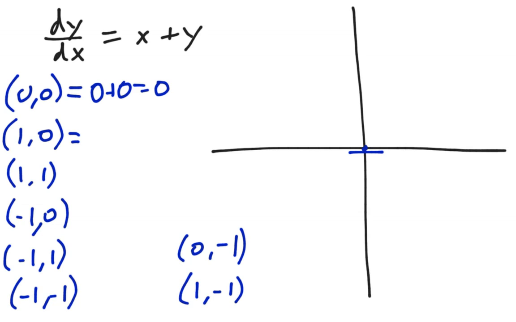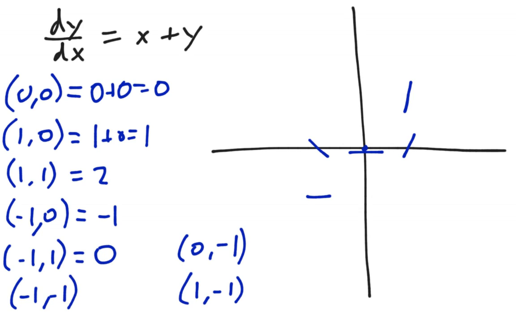Cool. At 1, comma 0, I plug it in. 1 plus 0 is 1. You get the idea. And so this has a slope of 1. 1, comma 1, I get 2. So that's over here, and I get a steeper slope. Negative 1, comma 0, I'm going to get negative 1. So that's going to look like that. At negative 1, 1, I get 0, so flat. This is going to be negative 2.